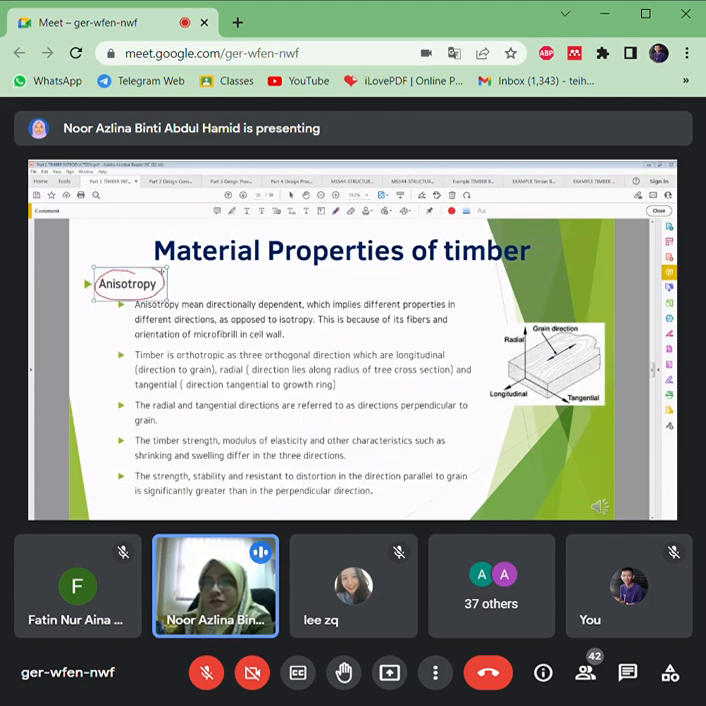So then this term that we call anisotropy is about the directions of the grain. In Malay, it is called urat kayu. If you look at the surface of timber, you can see these kinds of grains, right? So these grains can be in different directions, right? Okay, so that's why we call it anisotropy here. Because of different orientations of this fiber, the orientation of this grain also can give a different strength for the timber.